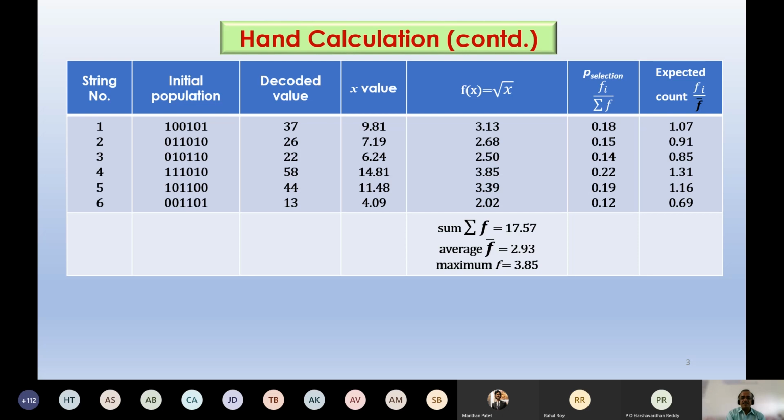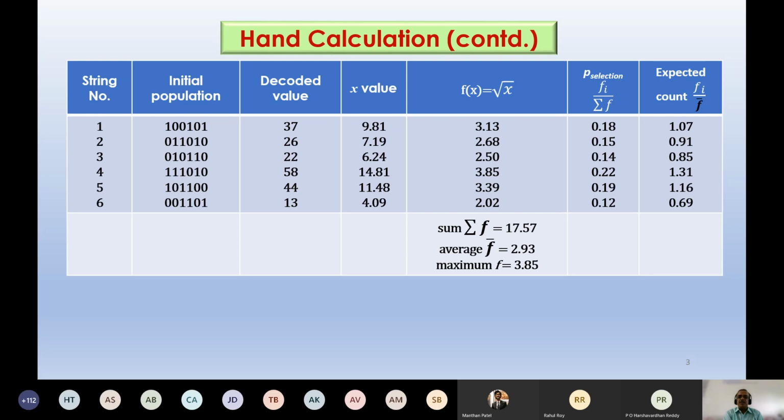The average fitness, that is 17.57 divided by 6, is 2.93. And the maximum fitness, if you compare, 3.85 is the maximum in the population. So the maximum fitness is 3.85. Okay. Now, once you've got this fitness information, you can implement the proportionate selection or the roulette wheel selection.